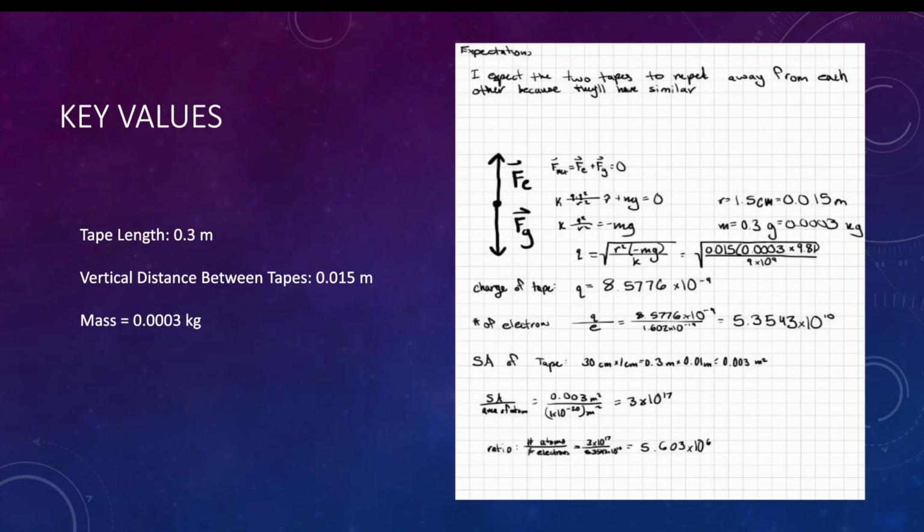So these are the three key values that we're going to be taking into our GlowScript model of the tape: the tape length being 30 centimeters, or 0.3 meters, the vertical distance being 1.5 centimeters, and the mass being 0.0003 kilograms.